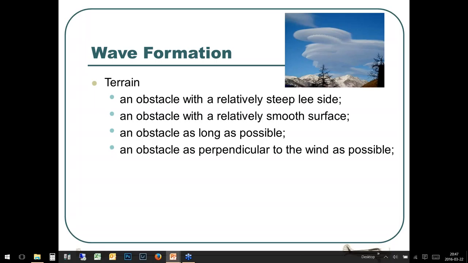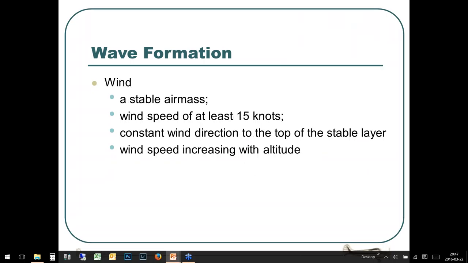The obstacle itself, over the top of which the air is flowing, is relatively flat with a smooth surface, so the wind can speed up. It should be nice and long so that you have good wind speed. And the obstacle itself should be perpendicular to the wind. To start the propagation of wave properly, you've got to have wind, you've got to have a stable air mass, and wind speeds of at least 15 knots and above. The higher, the better, but also the more rotor. Constant wind there helps it all. Wind speed increases with altitude, due to less surface friction as the wind gets away from the surface.